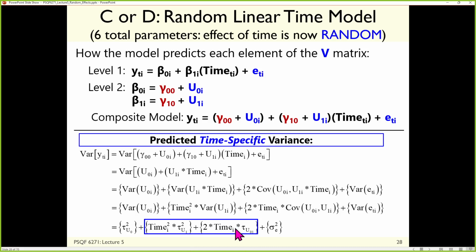Otherwise, without that random time slope and its accompanying covariance with the intercept, we're stuck with just the parts that are outside the blue here. Random intercept variance plus residual variance. So that part is just from the random intercept compound symmetry model. So the blue part is what's being added by the presence of this random linear time slope.